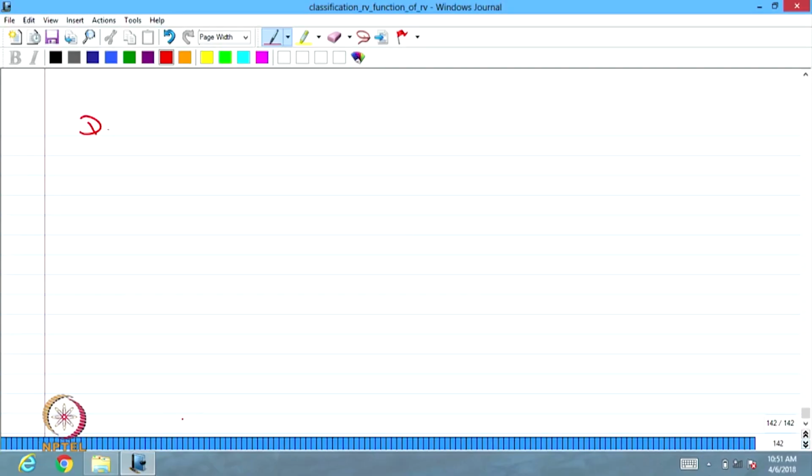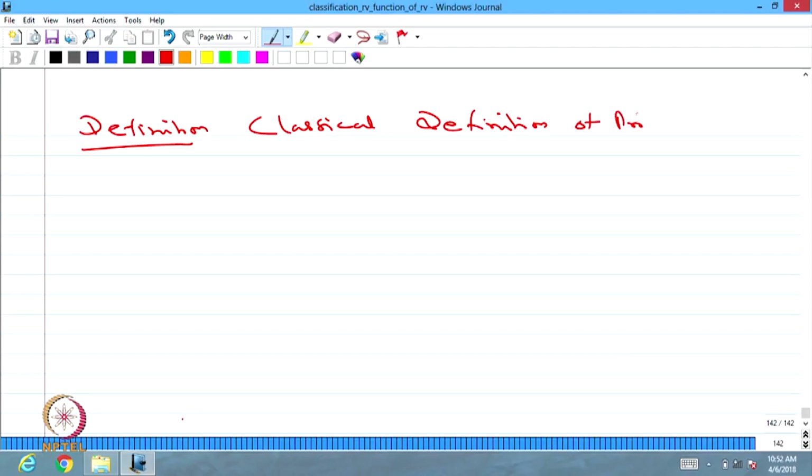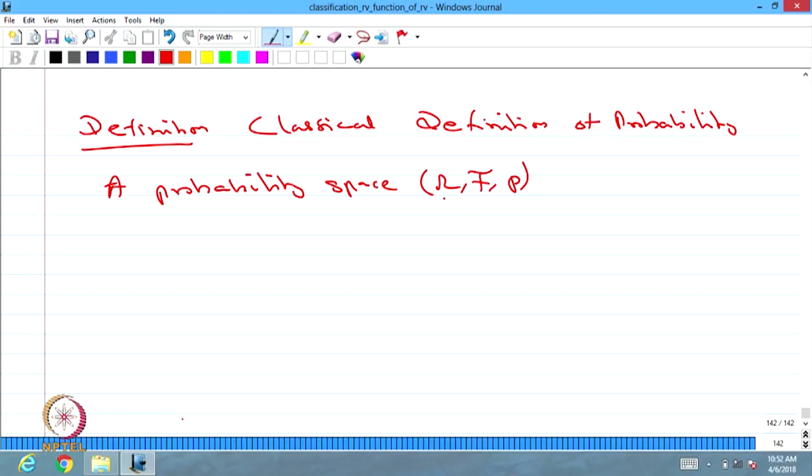Now we are moving into the next concept, the next definition, called the classical definition of probability. A probability space, that is, omega, capital F, capital P, with finite omega, and F equal to the power set of omega.